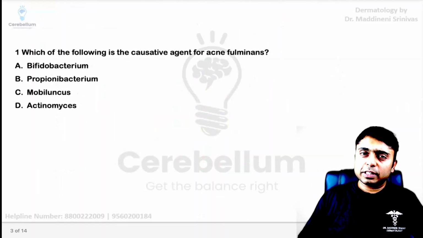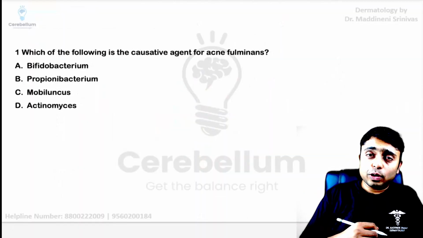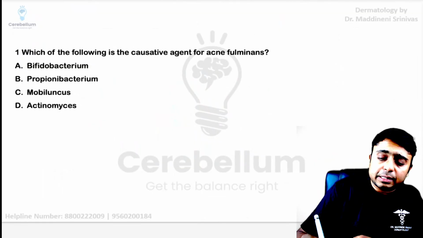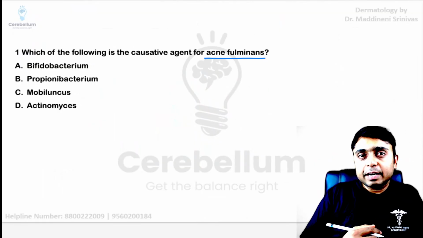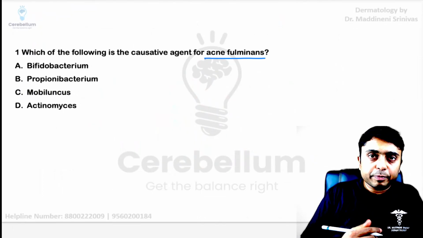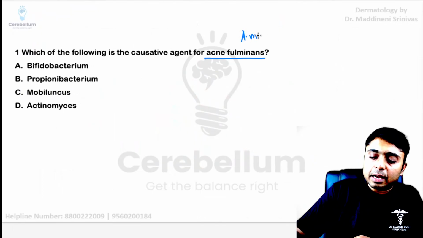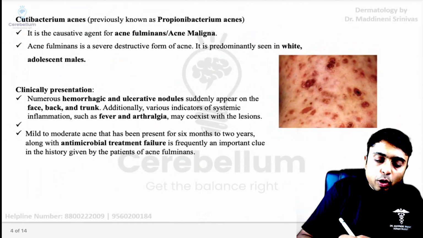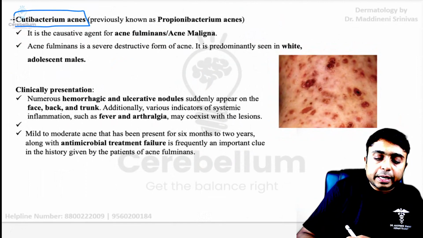So this is your first question. Which of the following is a causative agent of acne fulminans? So remember, acne fulminans is a severe form of acne which is also called acne maligna, and just like acne vulgaris, the causative organism is Propionibacterium, which is now also referred to as Cutibacterium acnes.